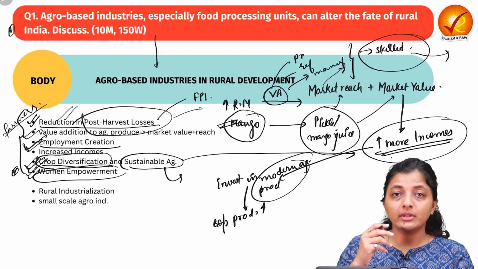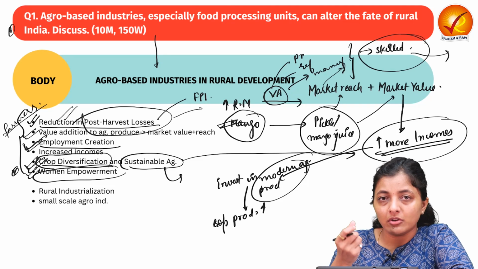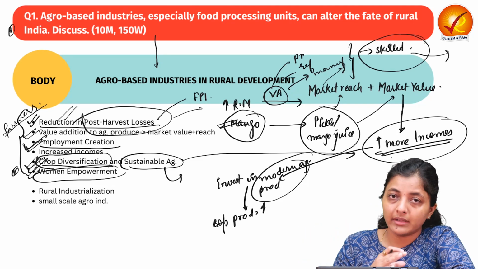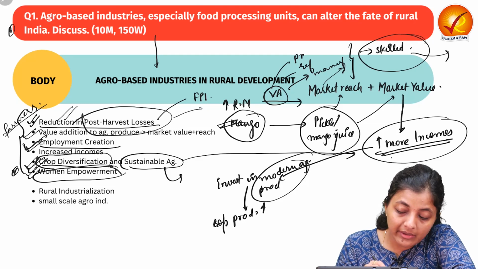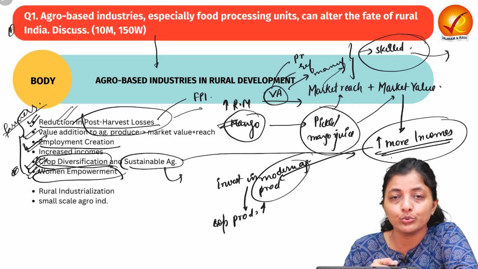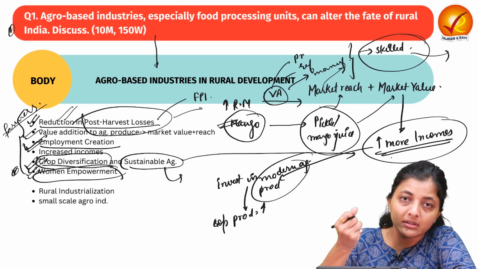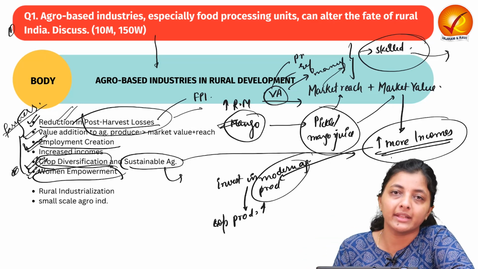Now let's talk about the women as a farmer. We know that women are often involved in agricultural practices and post-harvest activities. With food processing industries, women can again have diverse options for employment, and with the earned income, they can invest in their household, and upliftment of the whole community can happen.